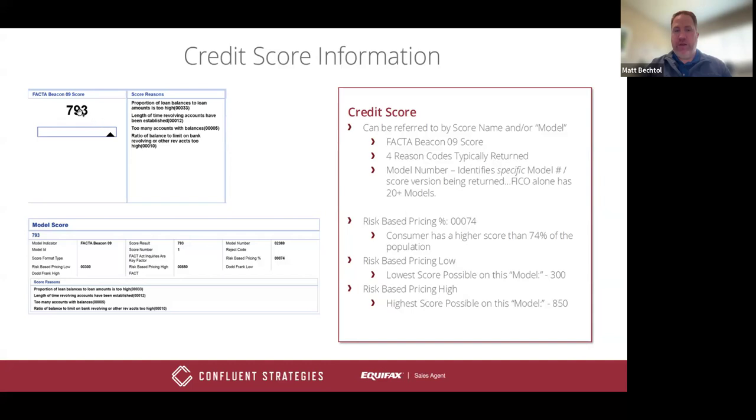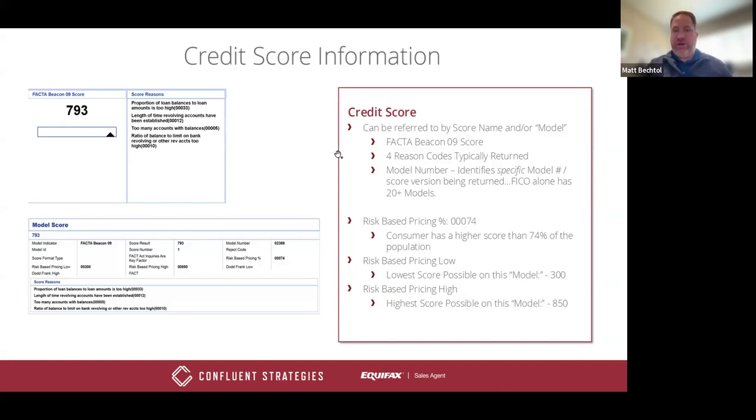In addition to the score, we'll give you the corresponding score reason codes. These are the top reasons why that score is what it is. The reason codes are only intended to tell you the reasons why the score is not higher. They're not meant to be interpreted as a negative. For example, if you see proportion of loan balances to loan amounts is too high, the individual may have very low balances, but the score is telling you their score may be higher if those balances were lower by some measure. That's just telling you that that's the number one reason why their score is what it is.